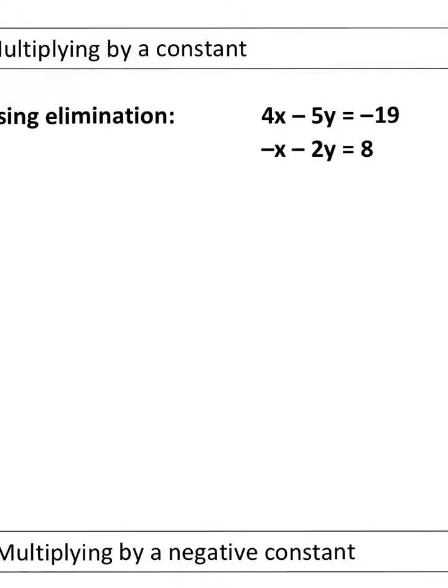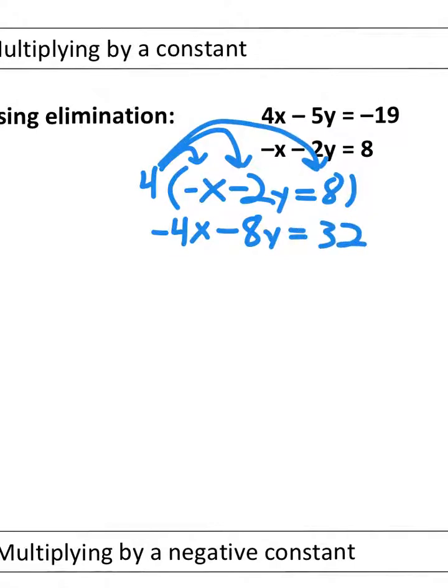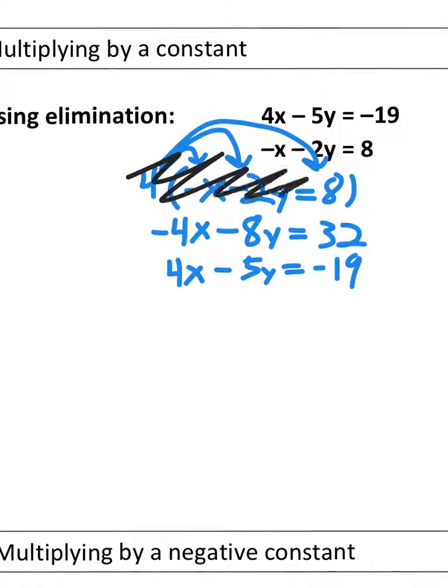So I'm going to rewrite that equation, negative x minus 2y equals 8. And I need to turn it into a negative 4x. So I'm going to take my entire equation and multiply it times 4. 4 times negative x is negative 4x. 4 times negative 2y is negative 8y. And 4 times 8 is 32. So I've got negative 4x minus 8y equals 32. And I'm going to bring down my first equation, 4x minus 5y equals negative 19. And let me just cross this one out so we don't get confused. We're not using that one anymore.